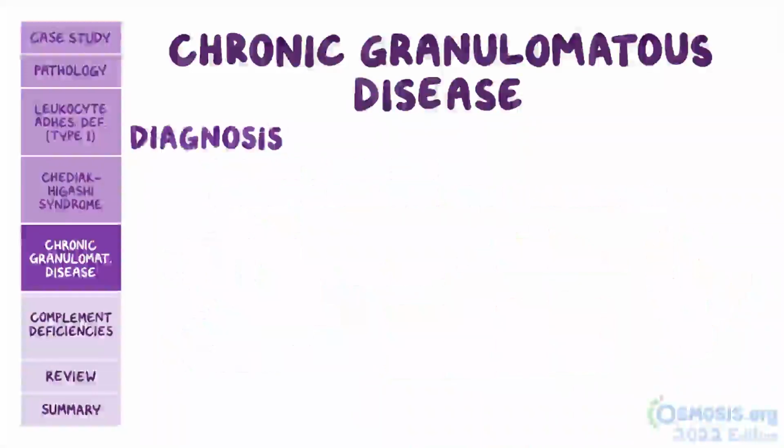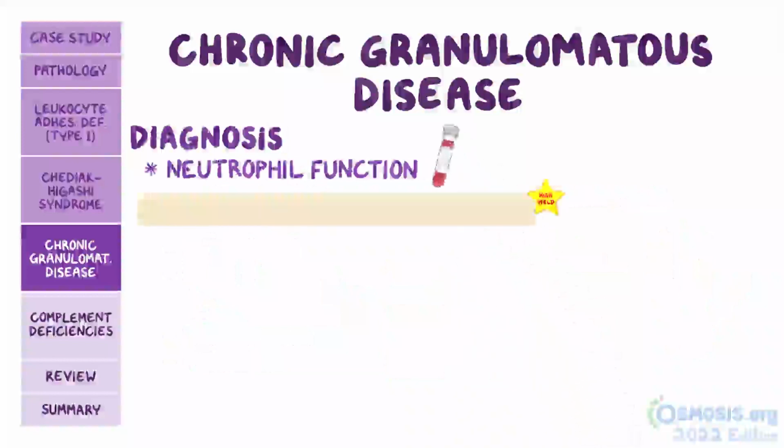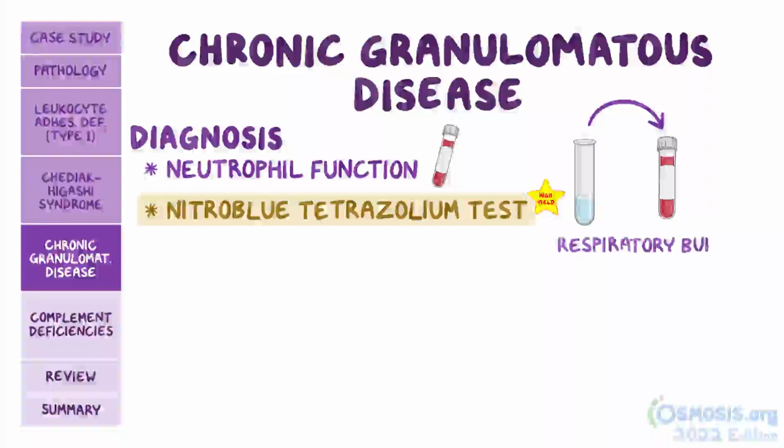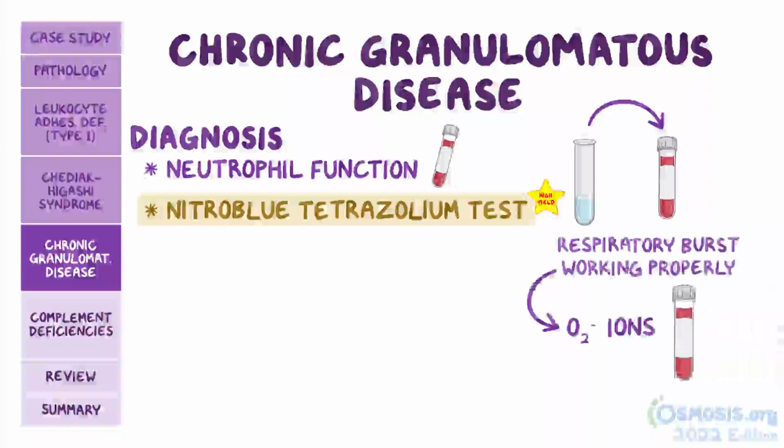Diagnosis of chronic granulomatous disease involves testing neutrophil function in a blood sample. A very old test is the nitroblue tetrazolium test, which is when a colorless dye called nitroblue tetrazolium is added to the blood sample. If the respiratory burst is working properly, superoxide ions are produced and react with the dye, changing its color to a deep blue, while in chronic granulomatous disease, the sample fails to turn blue.